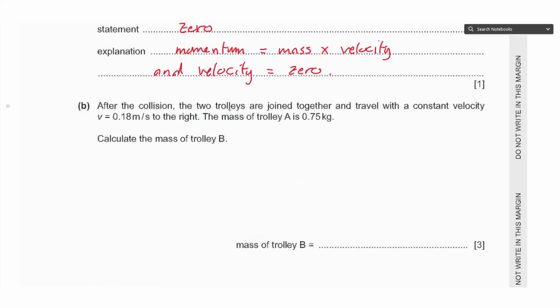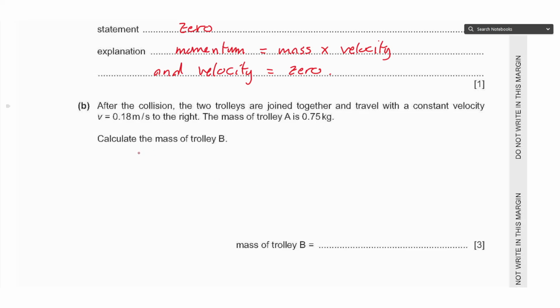Part B says after the collision, the two trolleys are joined together and travel with a constant velocity v of 0.18 meters per second to the right. The mass of trolley A is 0.75 kilograms. So whenever we have two objects colliding, we use the law of conservation of momentum. And we need here to calculate the mass of trolley B.